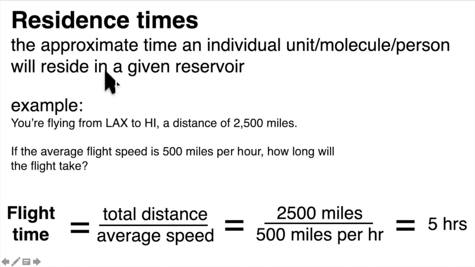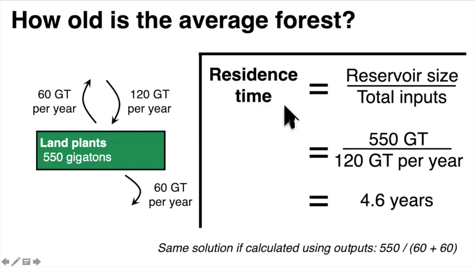And so we can start with a more intuitive analogy. For instance, if you're flying on a plane from LAX to Hawaii, that distance overall is around 2,500 miles. If the plane is going around 500 miles an hour, how long will the flight take? You can reframe this relatively simple question into the same perspective as we had before. This distance is an inventory of how much distance needs to be traveled. And this is essentially the input flux of how many miles are you getting per unit time. So to get flight time, you would take total distance divided by average speed, and you'd come up with something like 5 hours.